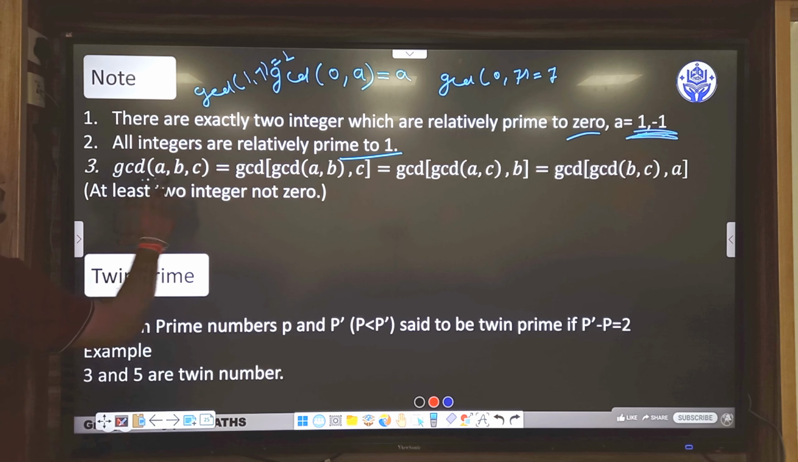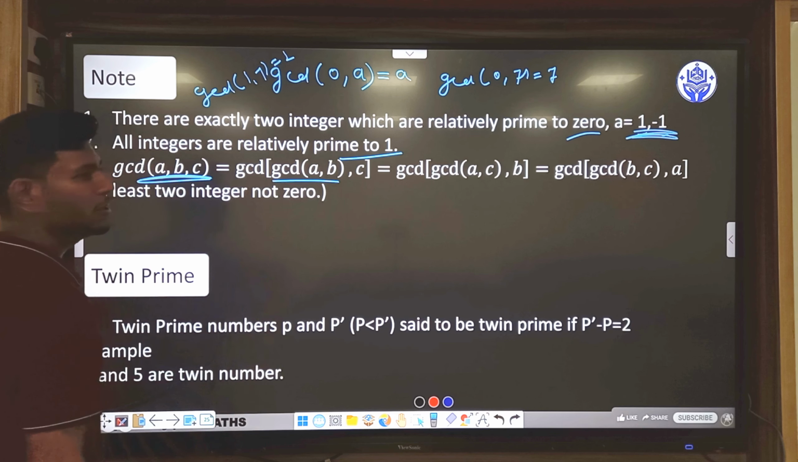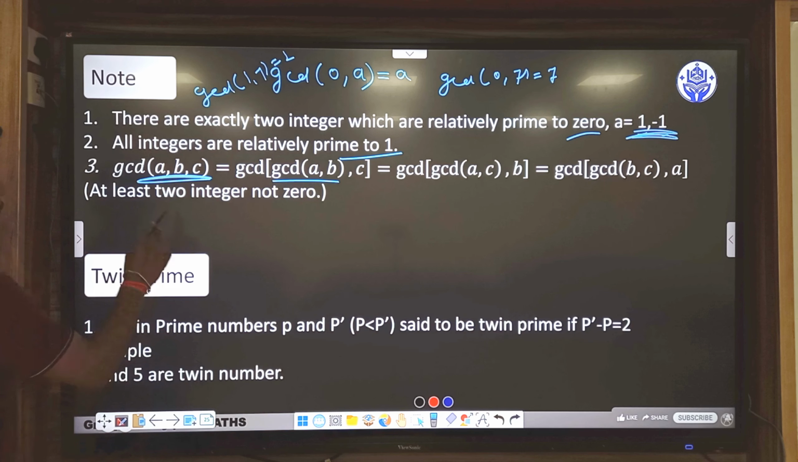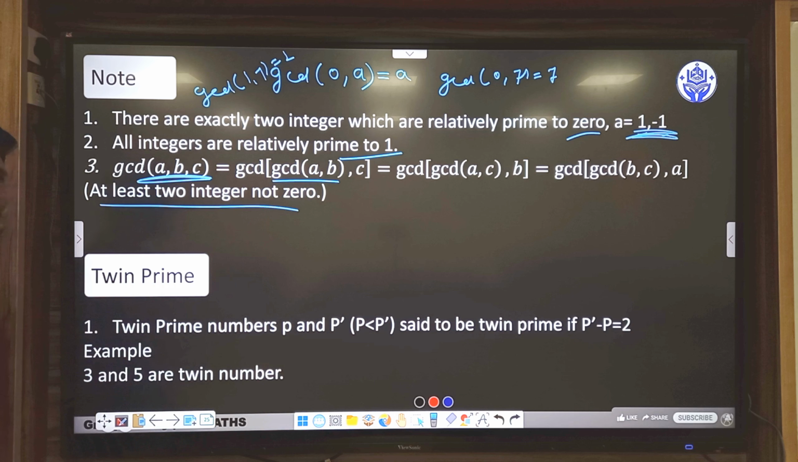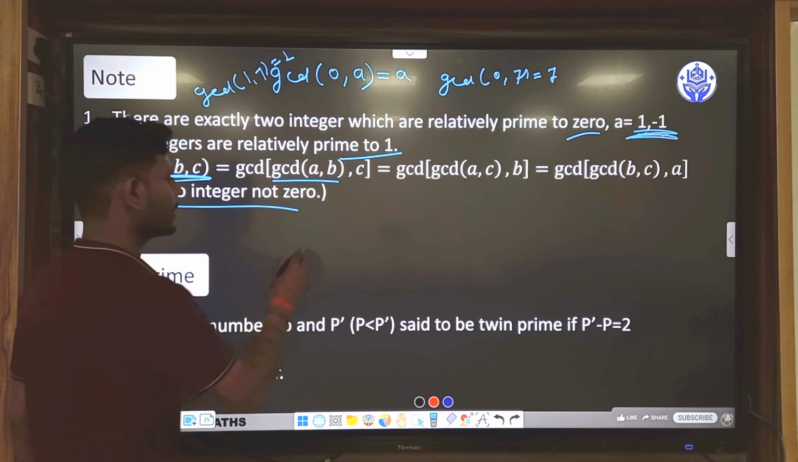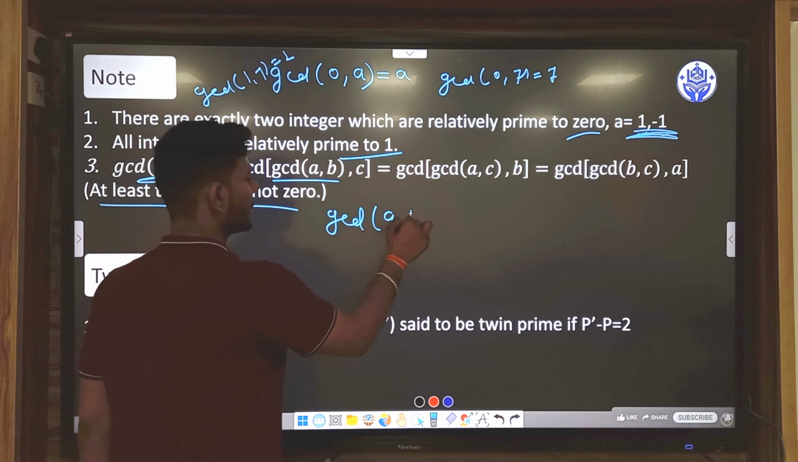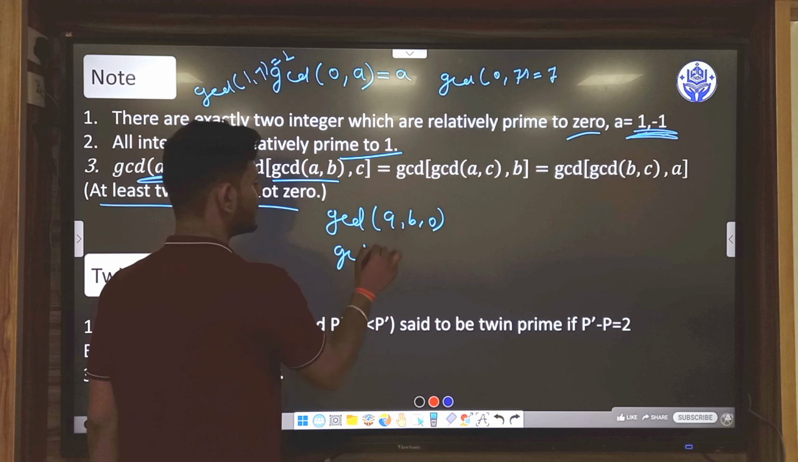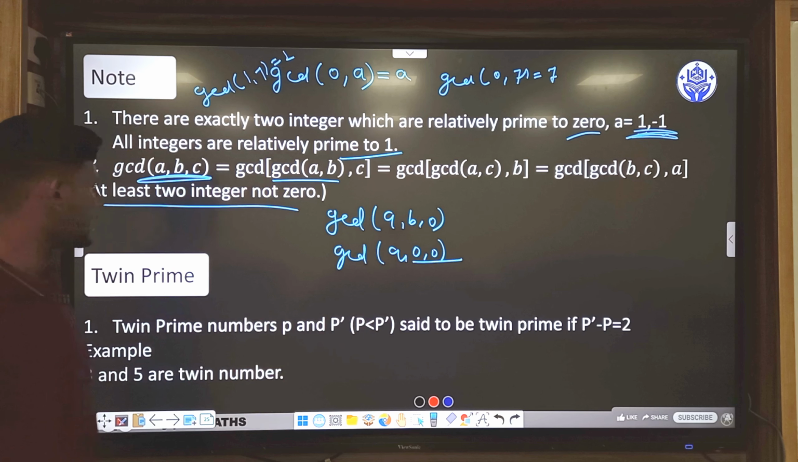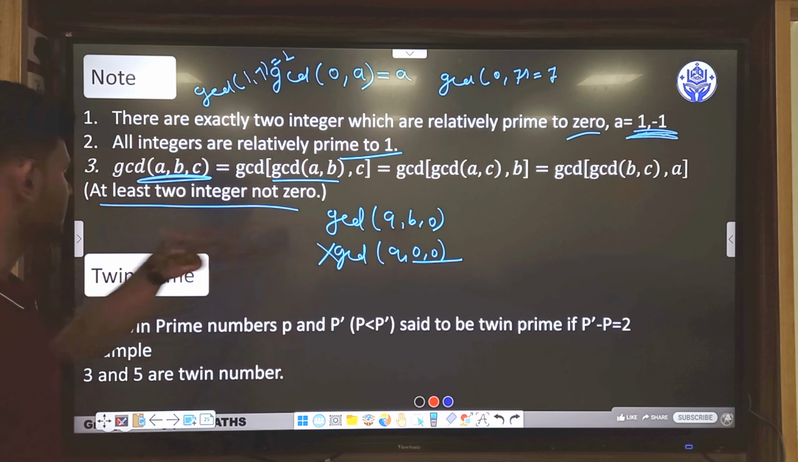Next, if you take the GCD of any three numbers, it means you take the GCD of any two of them with the third number, and that will be equal. This is the simple meaning of this line. Next, the condition is that at least two should be non-zero. You can find the GCD of A, B and 0, but you can't find the GCD of A, 0, 0, because there is no GCD of 0 and 0. This is wrong and this is correct.